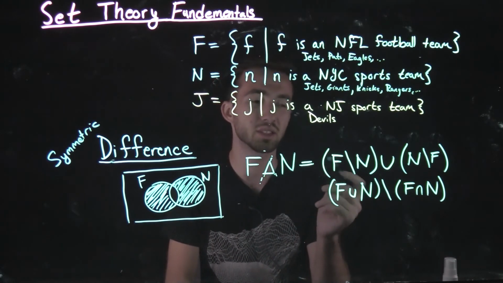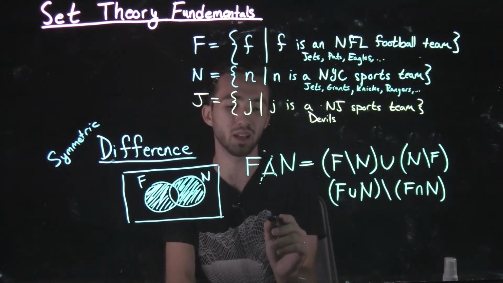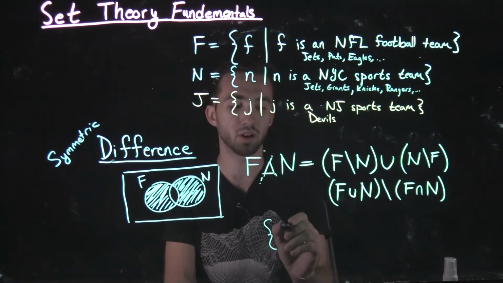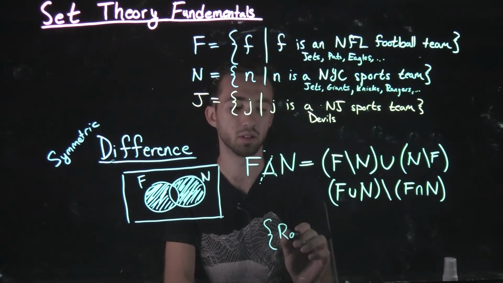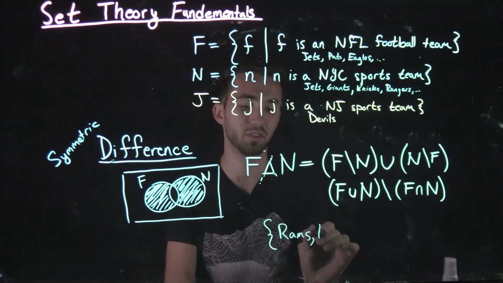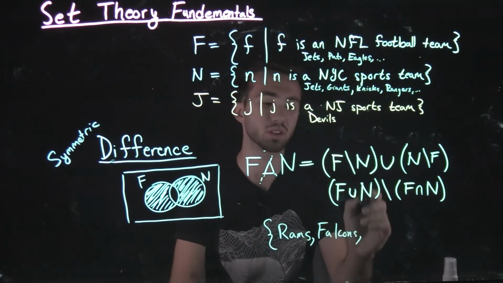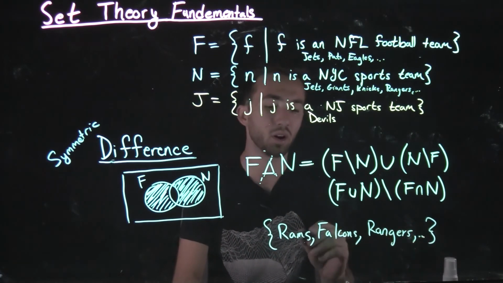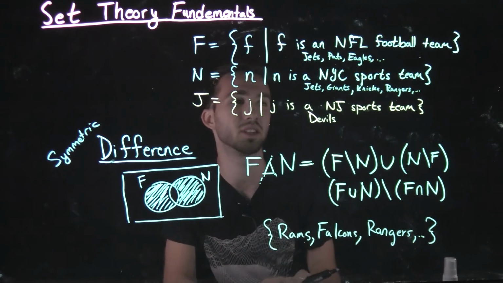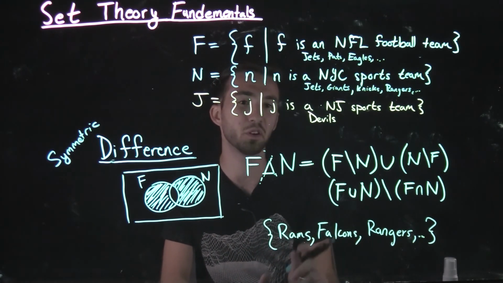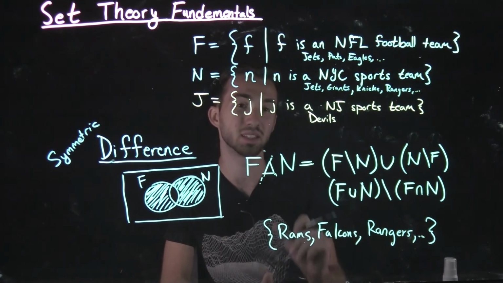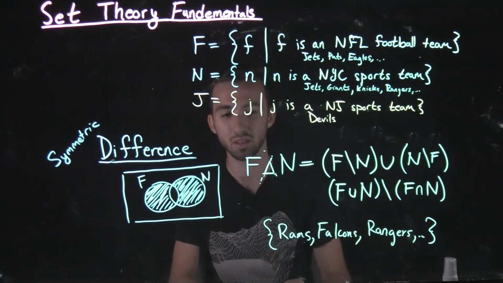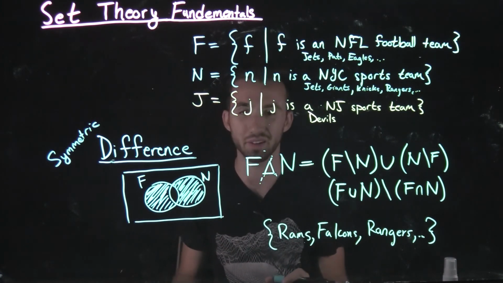Now, just to explain what this would mean, what would this symmetric difference be? Well, it would be all the football teams, so it would be like the Rams, it would be the Falcons, but it would also be all the New York City sports teams, such as the Rangers and the Knicks, etc. And it would be all of those things, but it would not include their intersections. So it would be all of the NFL football teams and all of the New York City sports teams except the Jets and the Giants. The Jets and the Giants are not included inside of this set. And with that, we can move on to our final operation.